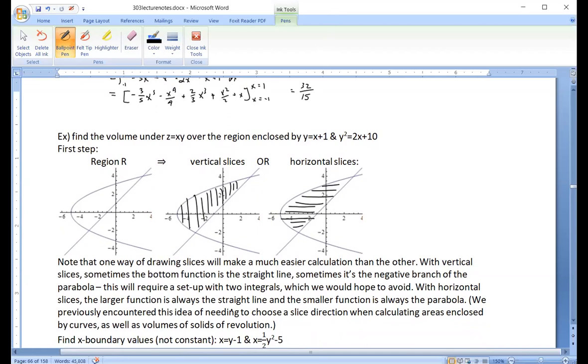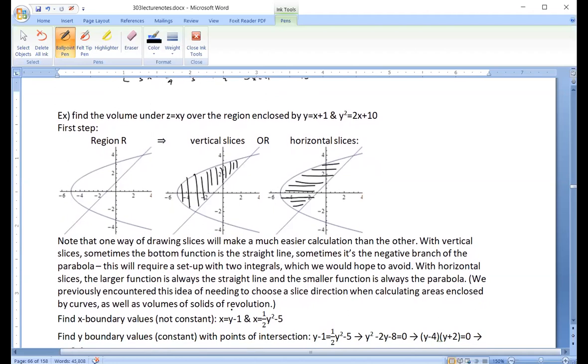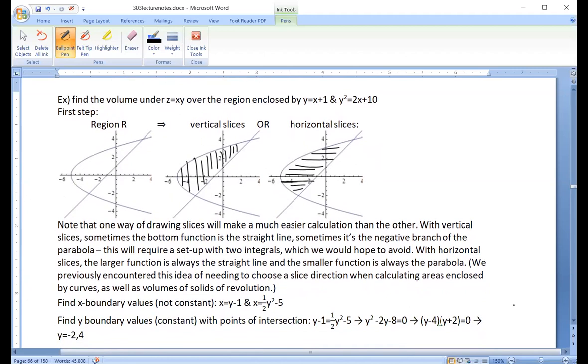And then next we need to find the boundaries for y. Those are the constant boundaries. We solve those by finding the intersection. So the intersection is where y minus 1 equals half y squared minus 5. So that just gives you, putting it all together, y squared minus 2y minus 8 equals 0. That's a straightforward quadratic to solve. You factor it and you get the boundaries, y equals -2 and 4. So let's set it up.